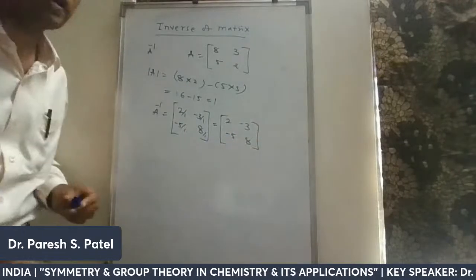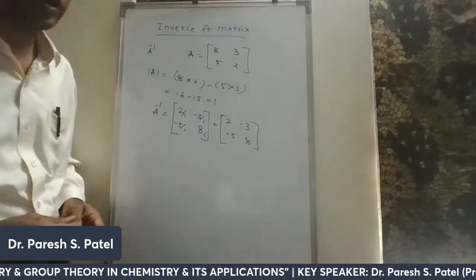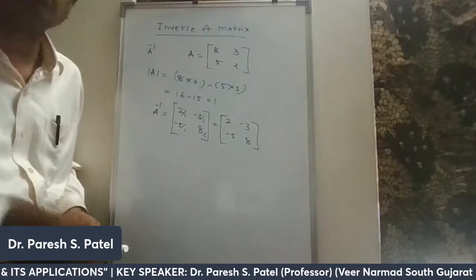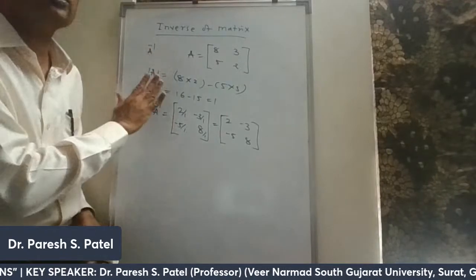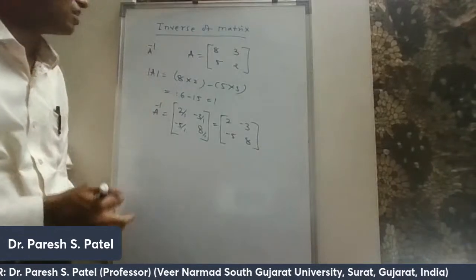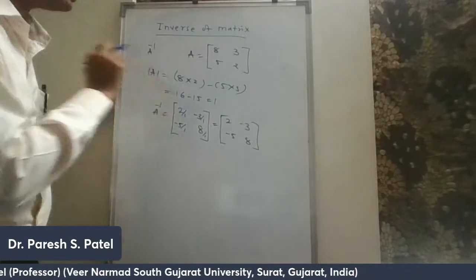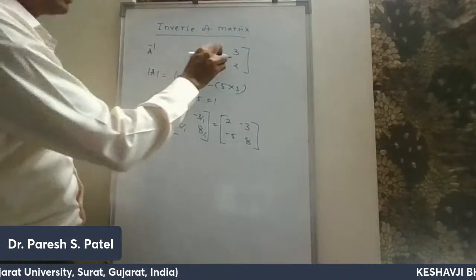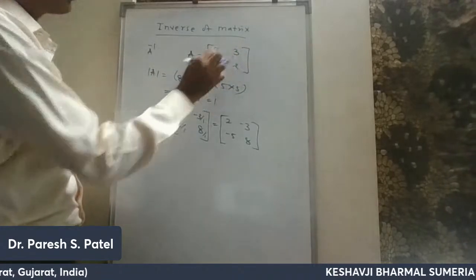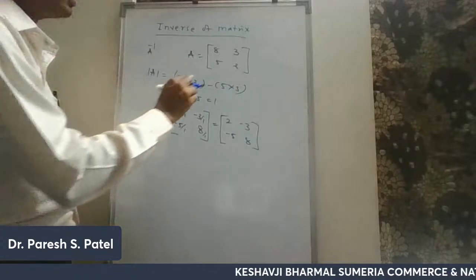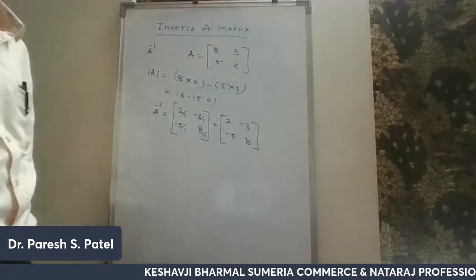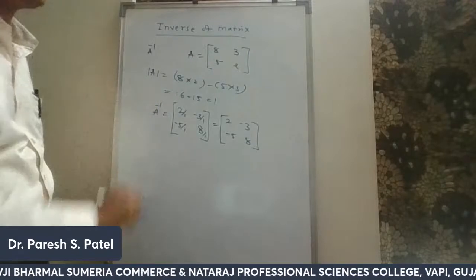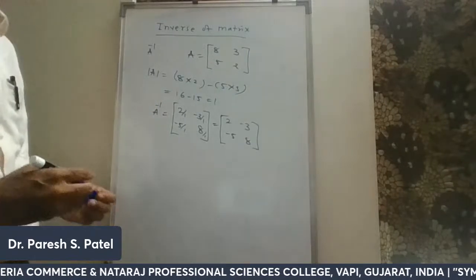So dear students, from the exam point of view, how to find out the inverse for the two-dimensional matrix and the three-dimensional matrix, these are the most important. So how to find out the inverse for the two-dimensional matrix? First of all, find out the determinant of this matrix. Second step, change the position of diagonal elements. Third step, change the sign other than diagonal elements. And finally, divide each element of the matrix by the determinant of this matrix.